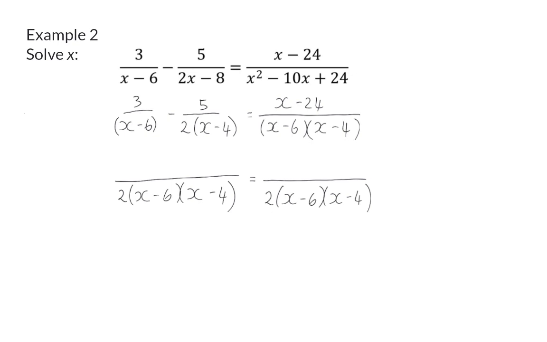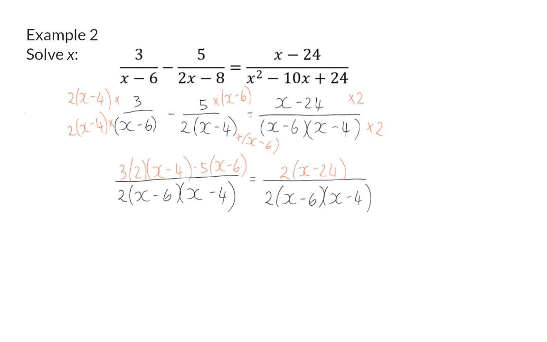Now we need to get an equivalent fraction for each of the original fractions with this new denominator. So the first fraction still needs to be multiplied by 2 and x minus 4. So the 3 at the top will also be multiplied by 2 and by x minus 4. The second fraction's denominator should still be multiplied by x minus 6, and that means the minus 5 will also be multiplied by x minus 6. Lastly, the fraction on the right should still be multiplied by 2 in the denominator, so x minus 24 will also be multiplied by 2.